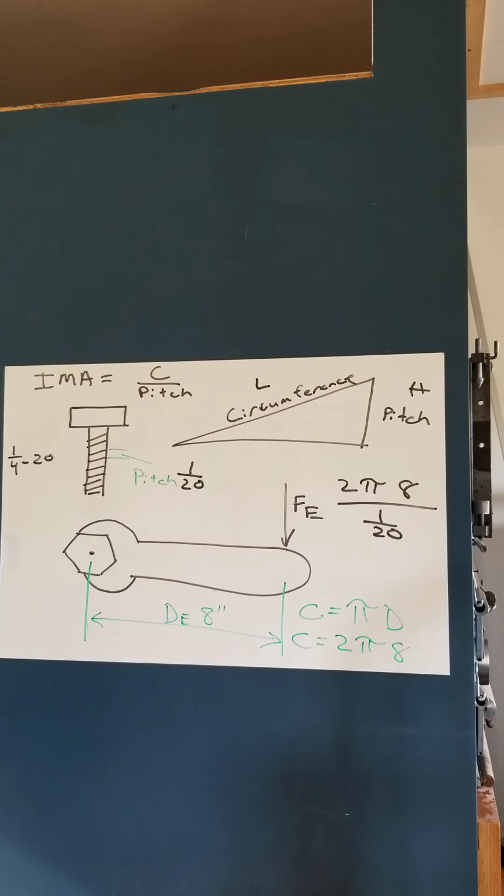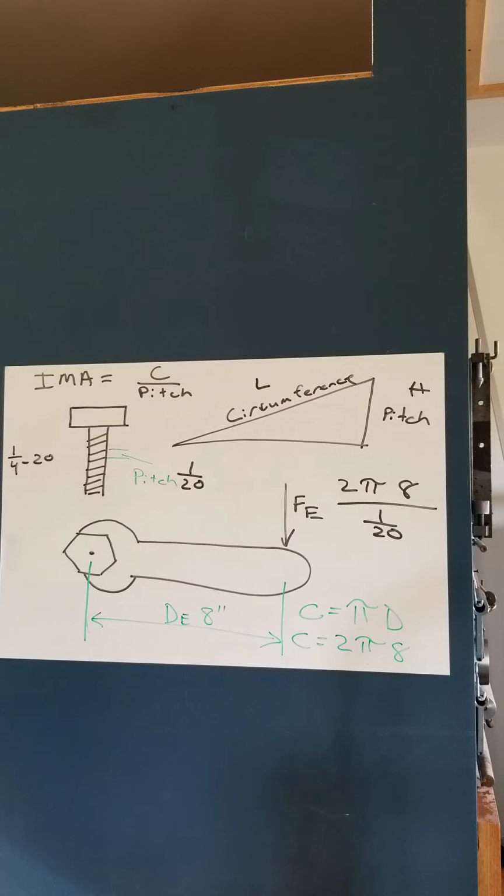To get AMA, you're going to look at the forces: the force that is required to tighten the bolt and the force required at the bolt. Obviously you use a wrench because the force you apply should be less than the force that is being applied to the screw threads. So that's a little bit about IMA and AMA as it pertains to a bolt.